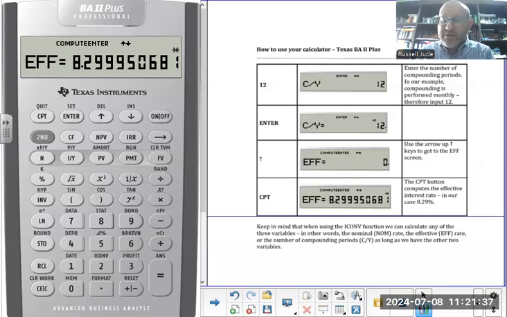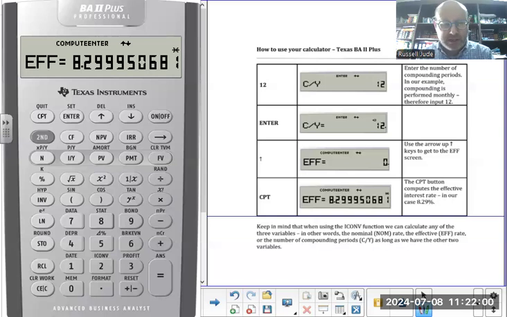What does it mean that the effective rate is 8.29%? That means if I've got a nominal or annual or stated rate of 8%, and that rate compounds monthly, the effective rate is 8.29 or 8.3%. Everybody comfortable?